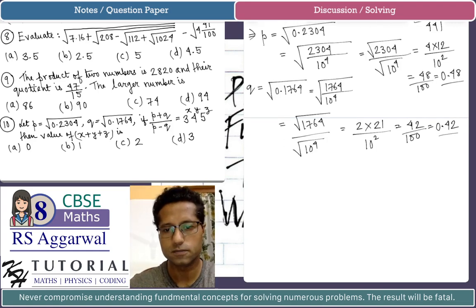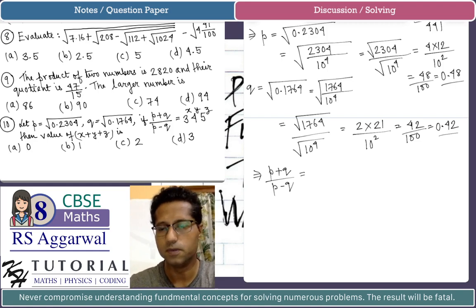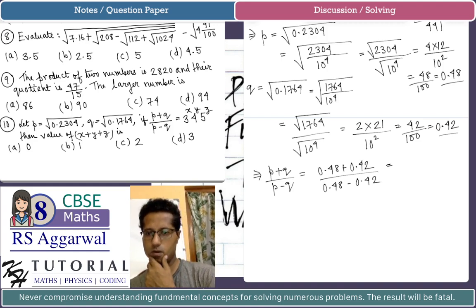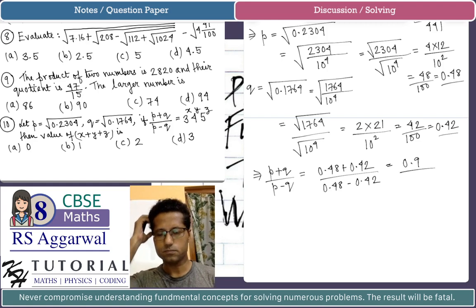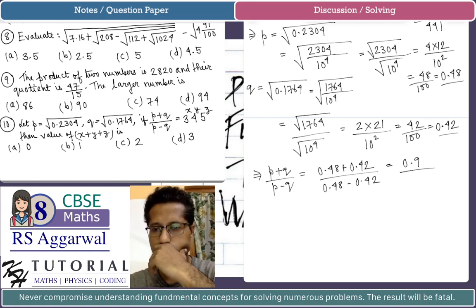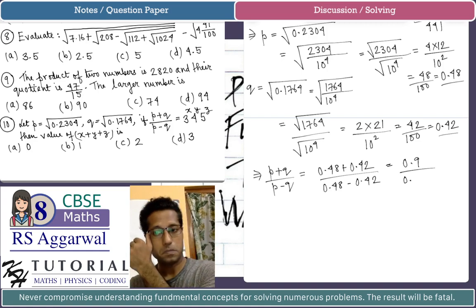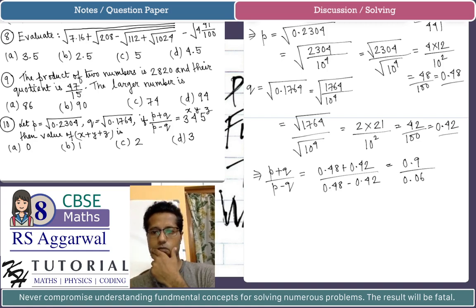Now let's see what is (P plus Q) divided by (P minus Q). This is equal to P is 0.48 plus 0.42 divided by 0.48 minus 0.42. This is equal to, the numerator becomes 0.9 divided by, and the denominator becomes 0.06.